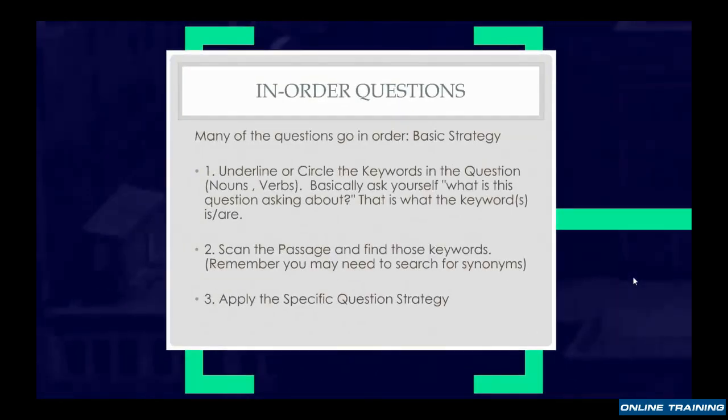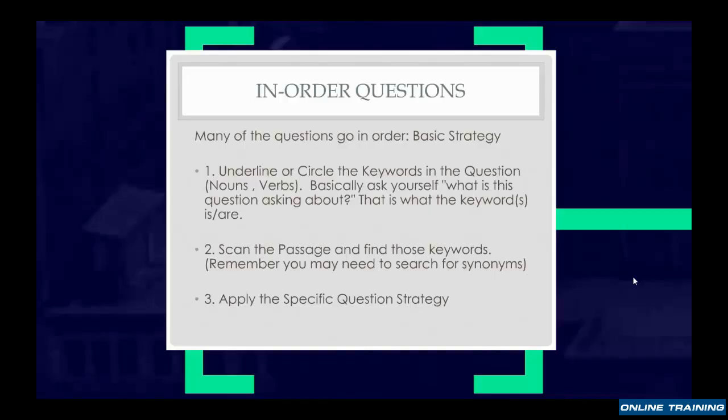So, as I told you earlier in part number 1, what's important to understand is that some of the questions go in order. And for the questions that go in order, there's a basic strategy that you need to use. Number 1, you want to underline or circle the keywords in the question, which are the nouns or the verbs, and ask yourself, what is this question asking me about? Number 2, scan the passage and find those keywords within the passage. Remember, you have to keep an eye out for synonyms. And then you have to apply that specific question strategy for that in order question.